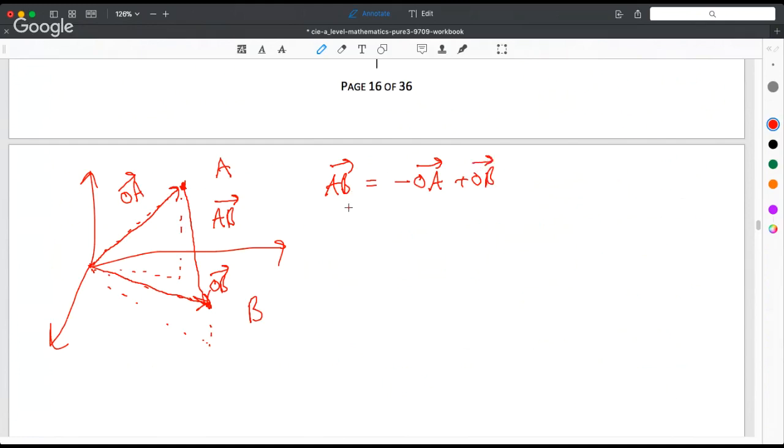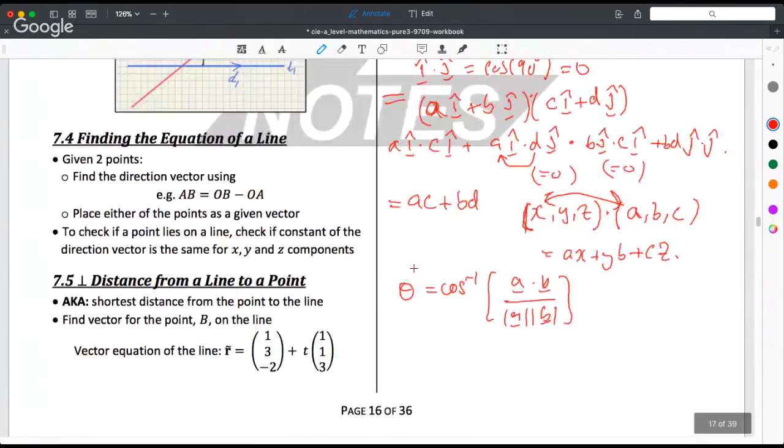So that's why position vectors are so important. If we want to figure out the line that takes us from A to B, that's the same as minus the position vector of A plus the position vector of B. Because we start at A, we go back to the origin, then we go out to B.